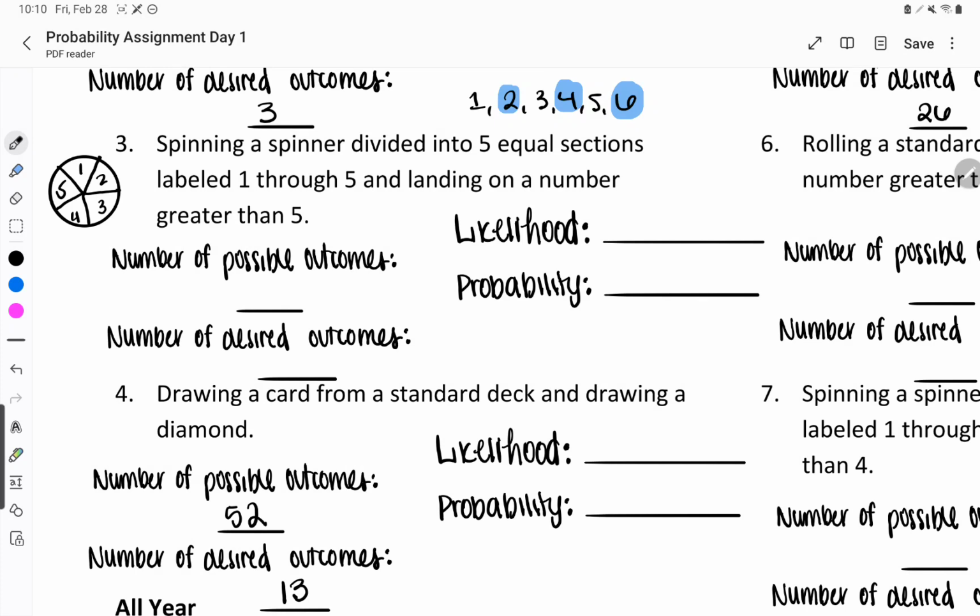Well, how many possible outcomes are there on that spinner? 5. How many of them, because what it wants is a number greater than 5, how many numbers on that spinner are greater than 5? 0. So the probability of that happening is 0 out of 5, which gives us 0% chance of it happening.